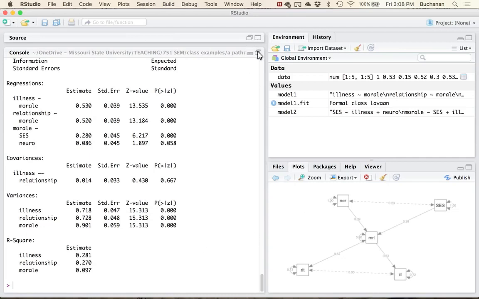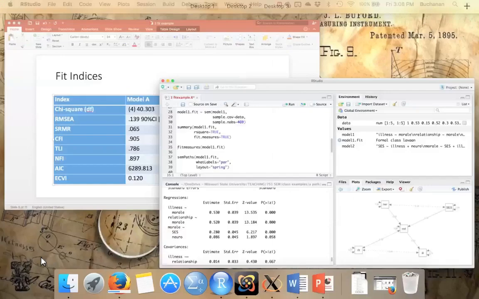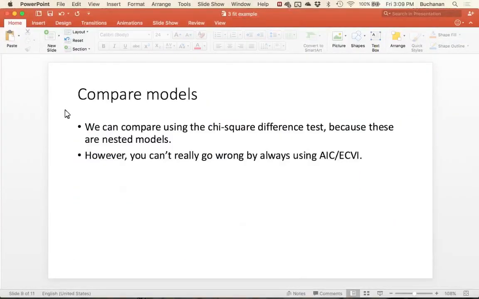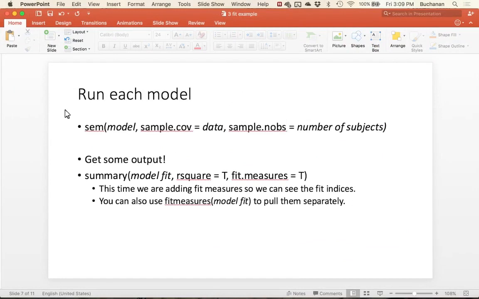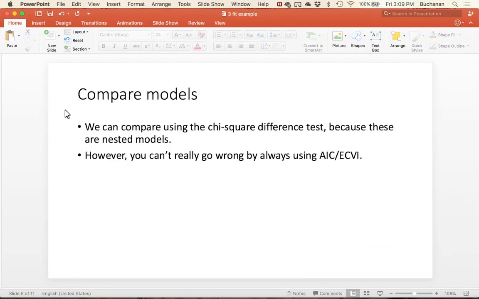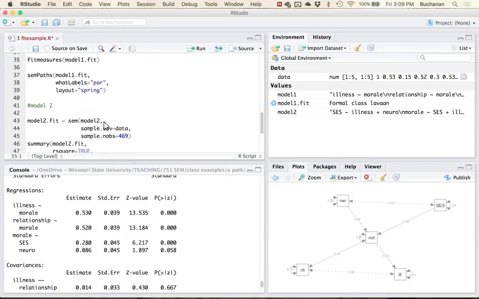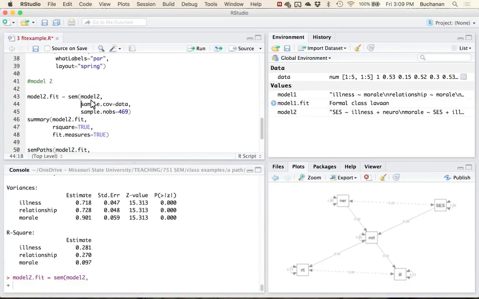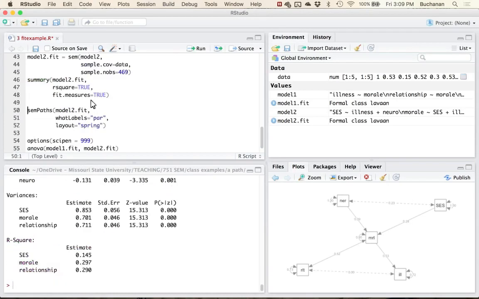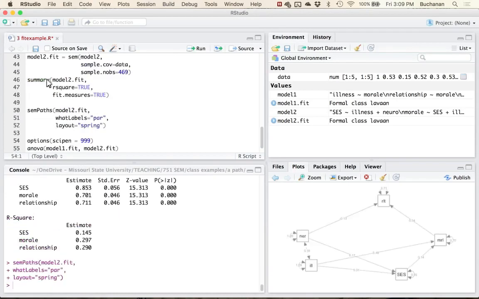So let's try our alternative model. Go back here, see what I'm forgetting. So we're running each model, and we're going to compare these models, and then let's run model B here. Alright, so here's model B.